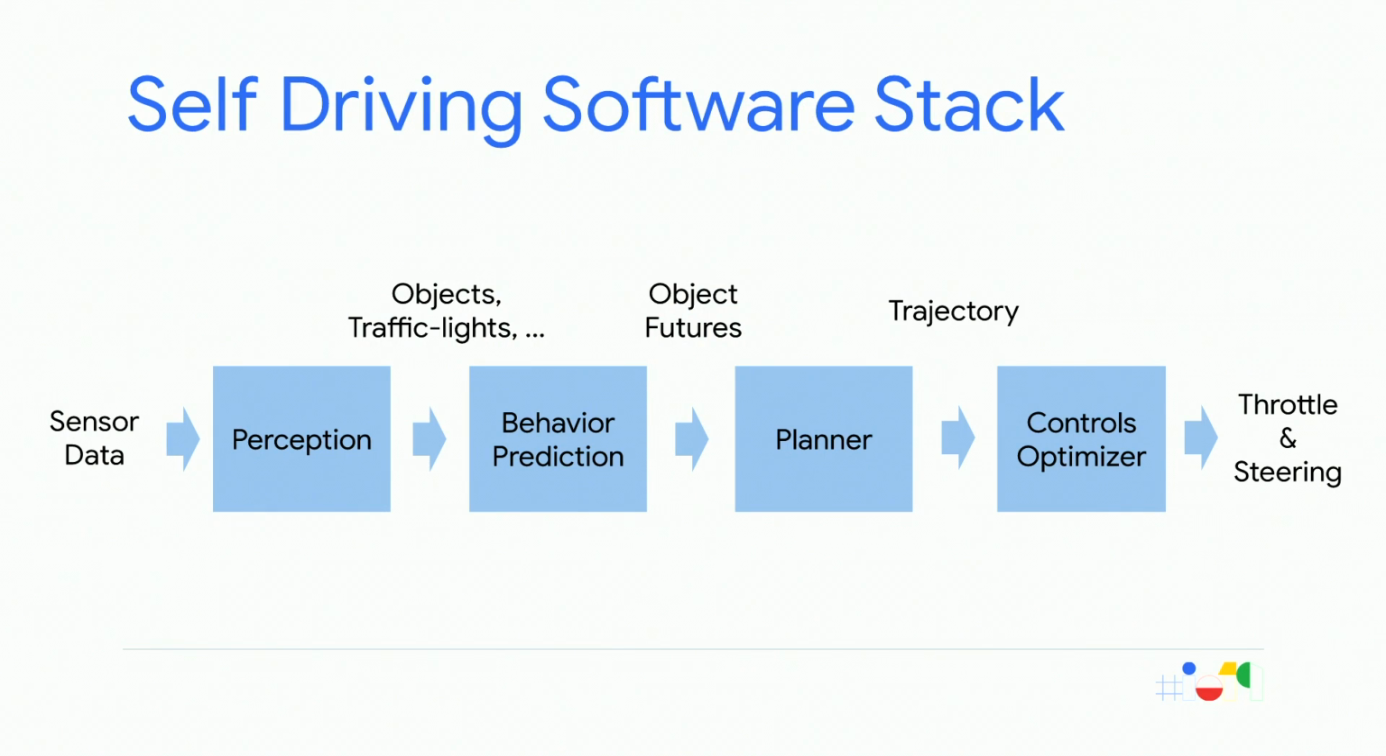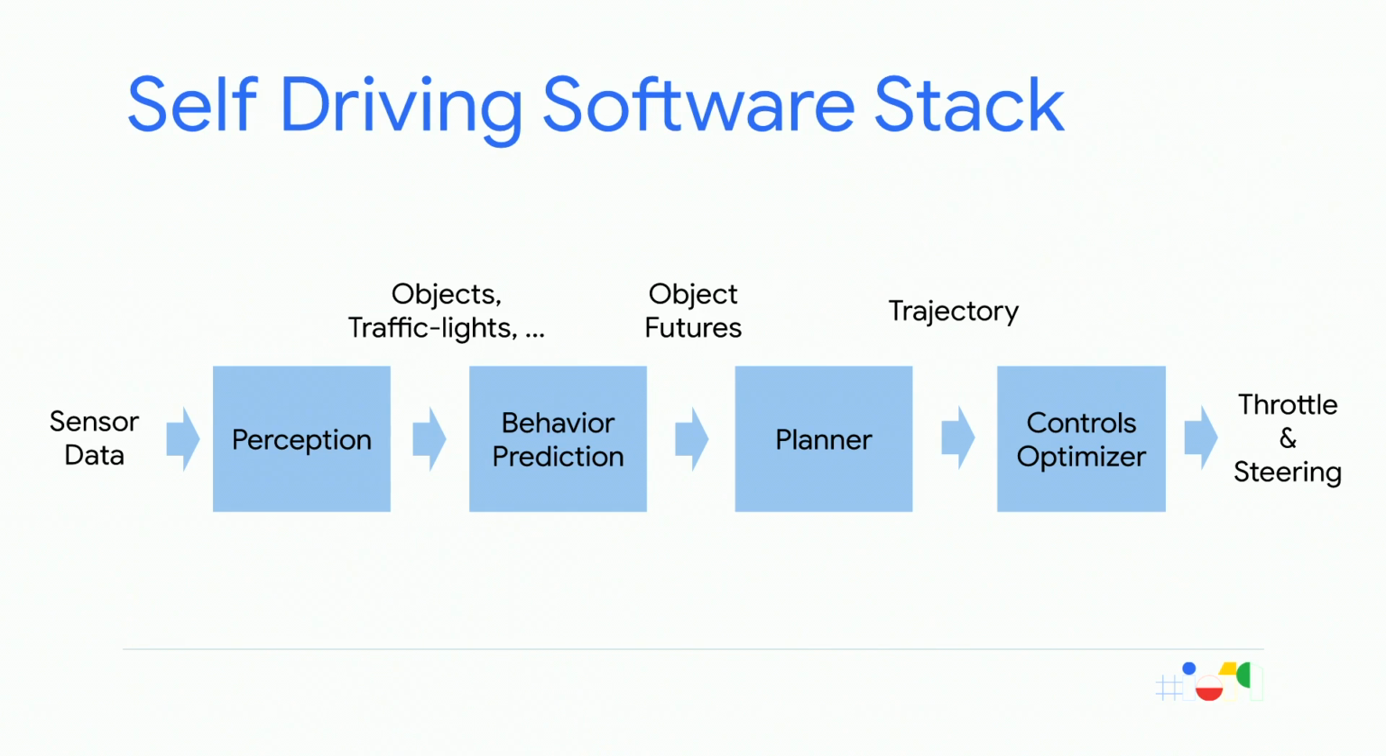So here is a quick overview of what a typical self-driving software stack looks like. You start from sensor data, which could come from a multitude of sensors like cameras, radars, and lasers. Then a perception module takes all that sensor data and converts it into a higher level representation. For example, where all the objects are, how they are moving, their speeds, accelerations, what is the state of traffic lights, and so on. All of this information is then fed to a behavior prediction module.